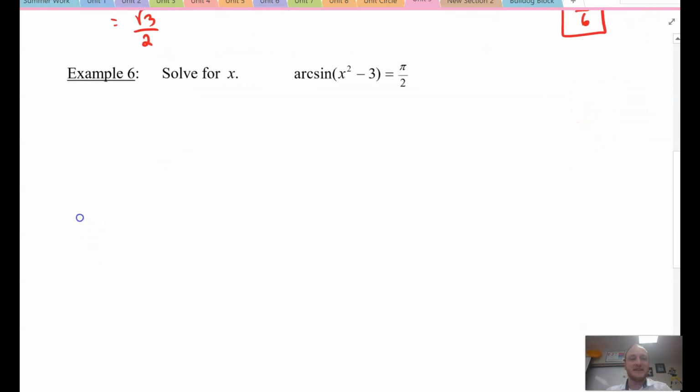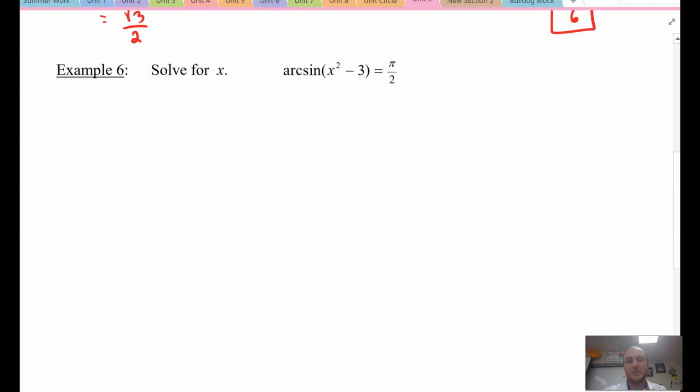Okay, last example, example 6. They want us to solve for x. I see x here, so how do I get x alone? Well, I have to undo the arc sine. So how do you undo an arc sine? Do its inverse, which is sine. So I take sine of both sides.